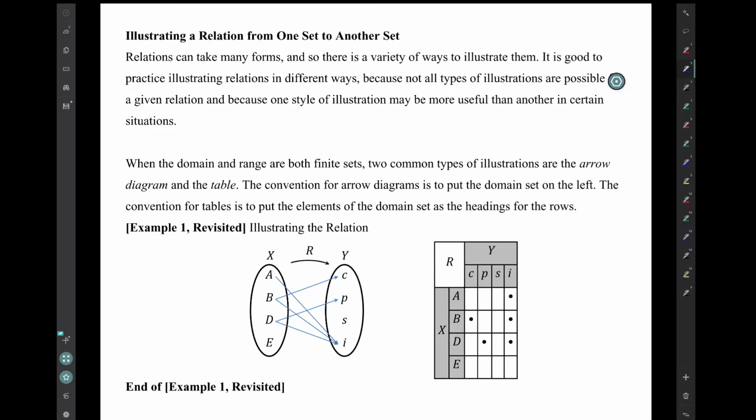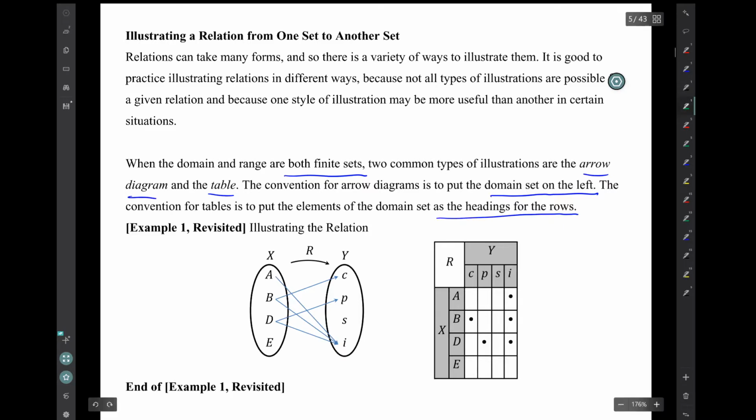When the domain and range are both finite sets, two common illustration types are the arrow diagram and the table. The convention for arrow diagrams is to put the domain on the left, and the convention for tables is to put the elements of the domain as the headings for the rows. So here are two illustrations for example 1.